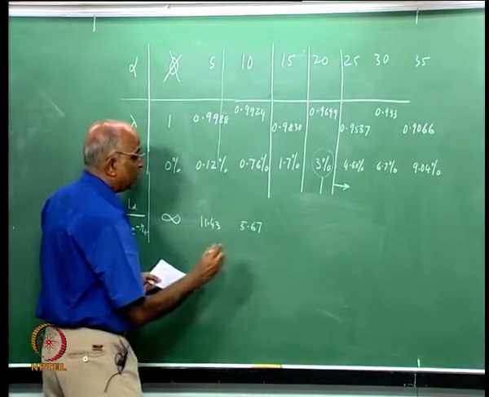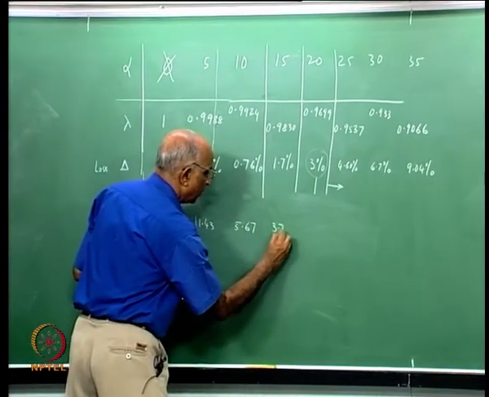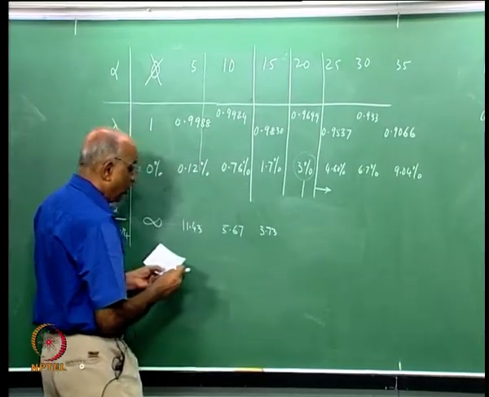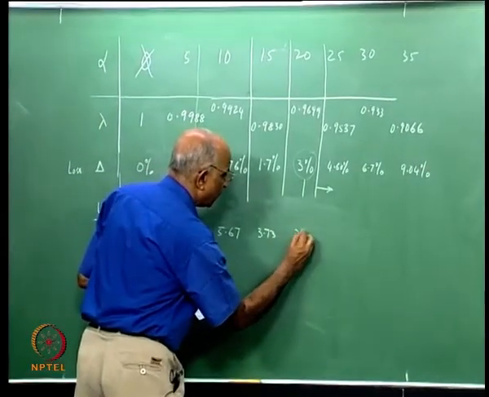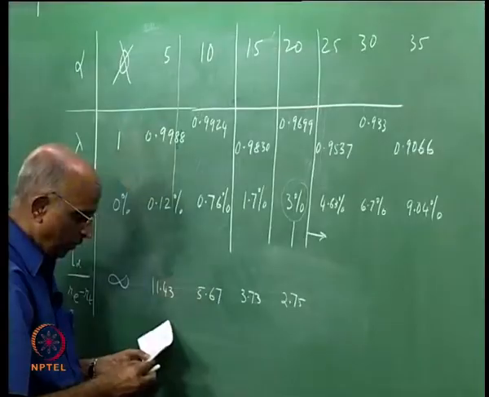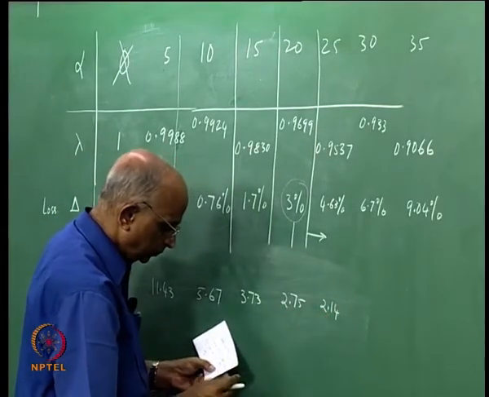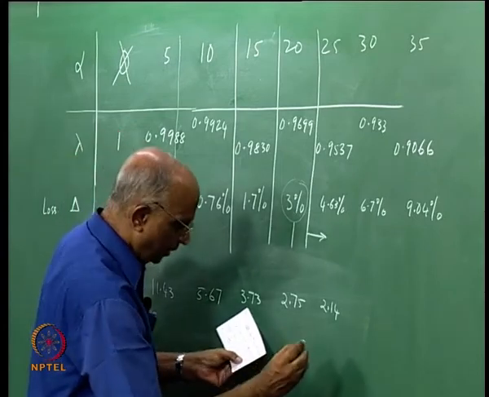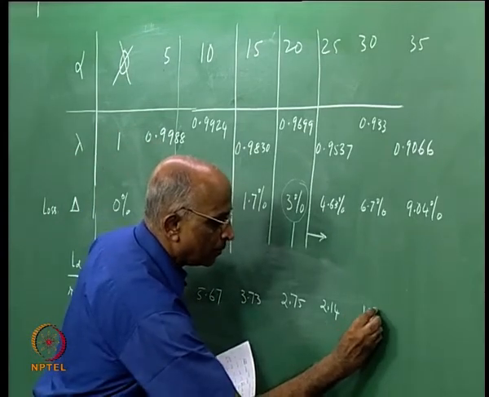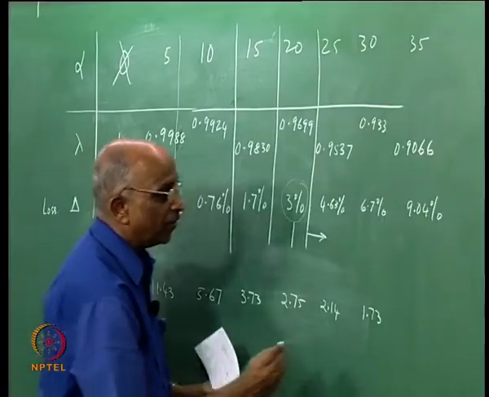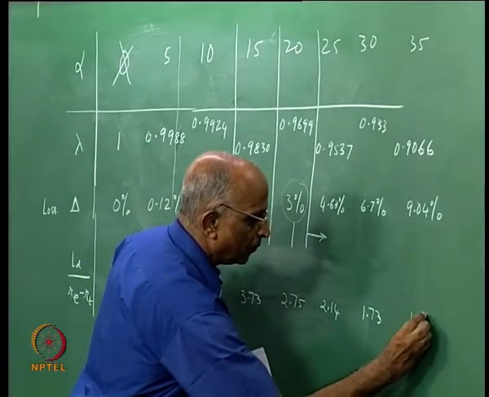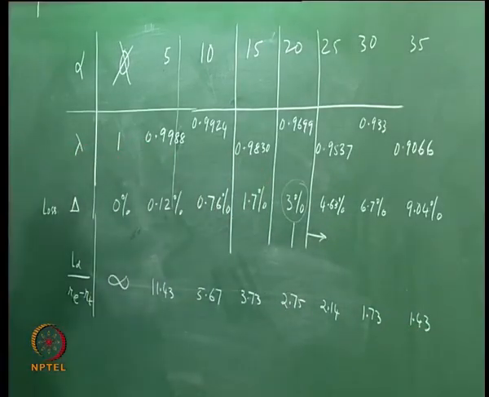If it is 15 degrees, it is 3.73. If it is 20 degrees, it is 2.75. 25, it is 2.14. 30 degrees, it is 1.73, and if it is 35, it is 1.43. What is it we are telling?